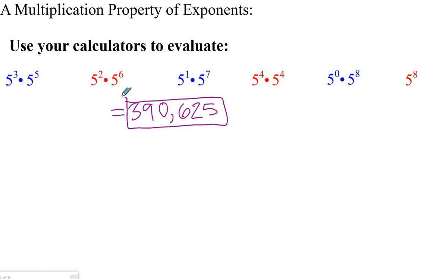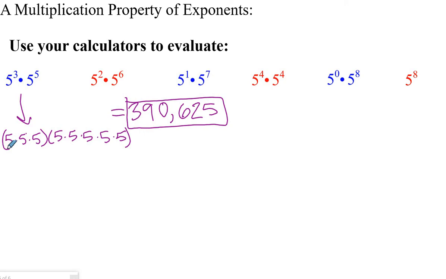So let's think about why that is. Why were they all the same in the end? Maybe if we expanded these, it would help us to visualize why all of these ended up being the same. So I'm going to expand a couple of these. I'm going to expand 5 cubed times 5 to the 5th first. 5 cubed is 5 times 5 times 5. And 5 to the 5th is 5 times 5 times 5 times 5 times 5.